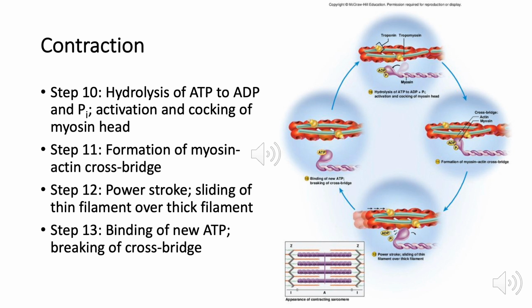Step 10. Hydrolysis of ATP to ADP and phosphate, also called P sub I, and activation and cocking of myosin head. Step 11. Formation of myosin-actin crossbridge. Step 12. Power stroke, and sliding of thin filament over thick filament. And step 13, binding of new ATP and breaking of cross-bridge.